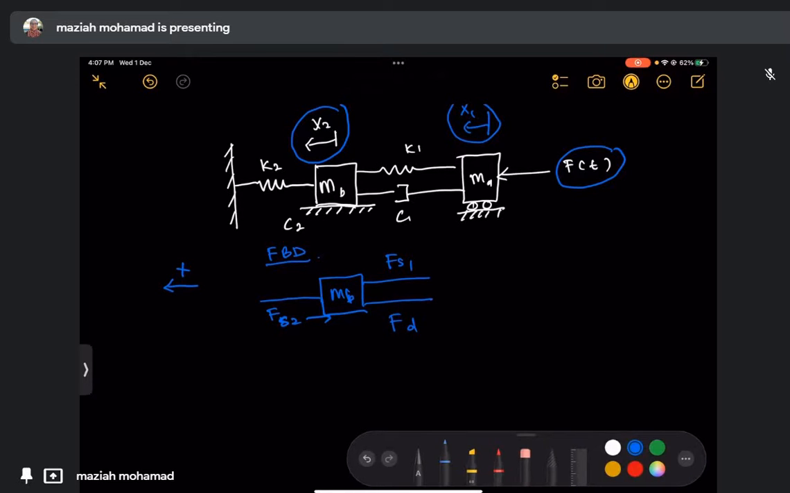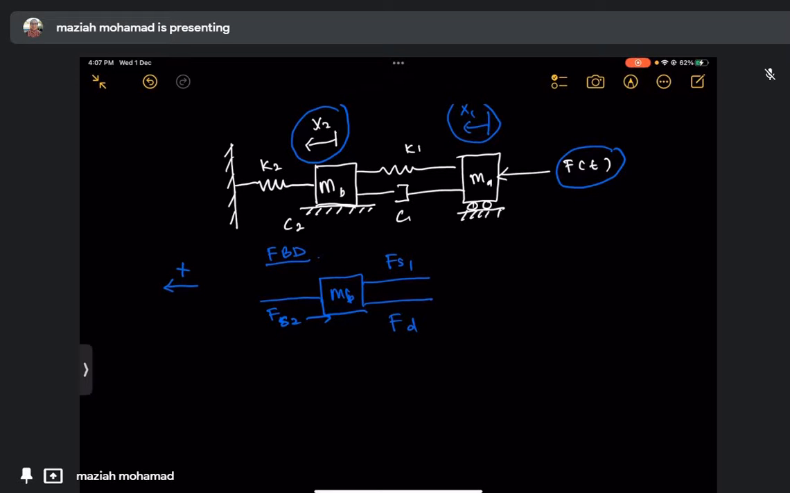So let's say for spring number 2, K2 then. We know the direction, the displacement will push the spring there, meaning that the spring will be in compression. So the reaction will be in that direction, right? So that will be the direction for spring number 2.